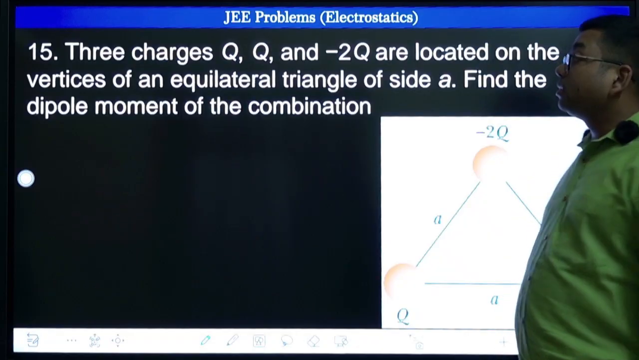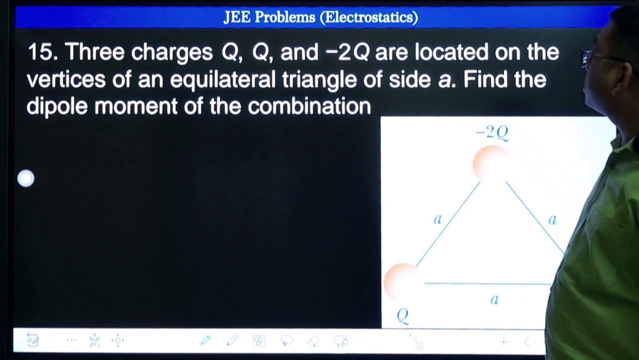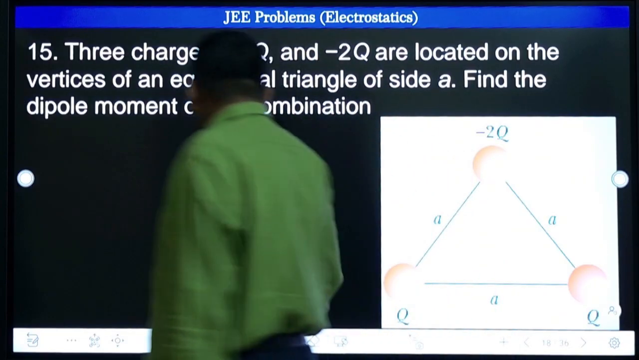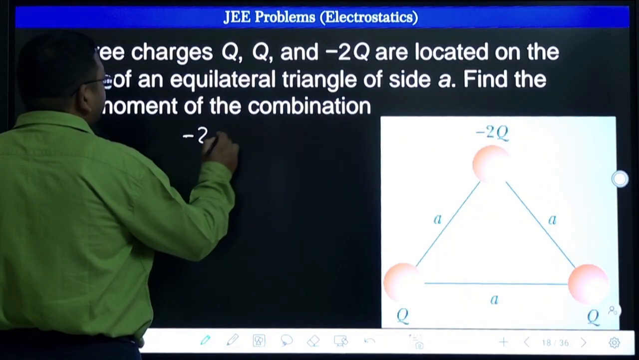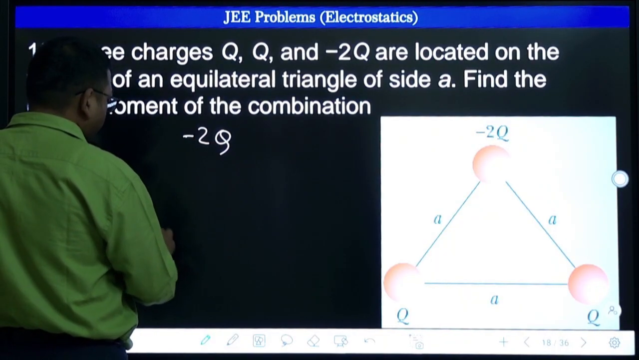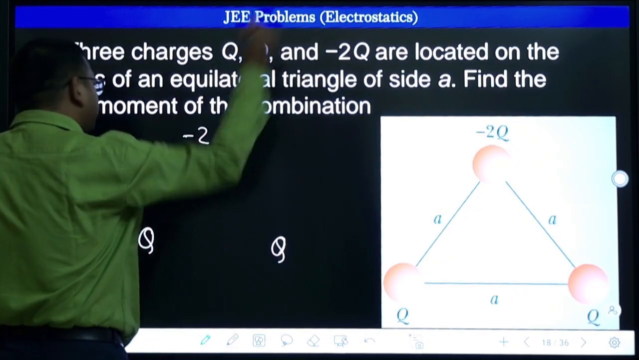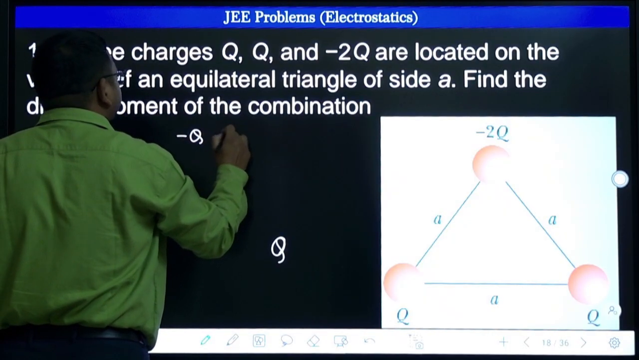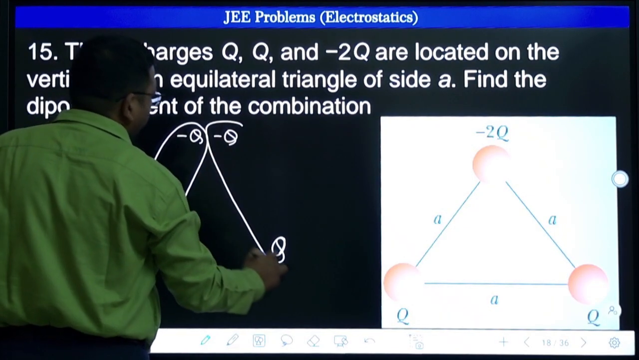Question number 15. Three charges Q, Q, minus 2Q are located at the vertex of an equilateral triangle. Find the dipole moment of the combination. So let me write what are the charges. Okay, here charge is minus 2Q, here charge is Q, here charge also Q. Let us quickly make it, because this minus 2Q, you can write this as minus Q minus Q. So this will form one dipole and this will form another dipole.